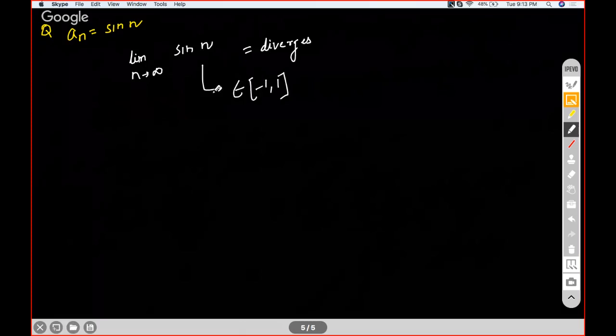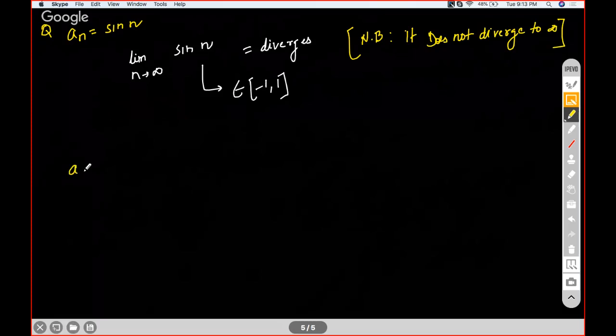Okay, so it's not a finite value that it goes to. So we say it diverges, but we cannot say it diverges to infinity. Please note that it does not diverge to infinity. So you can say the sequence diverges, but not to infinity. Are you getting it?